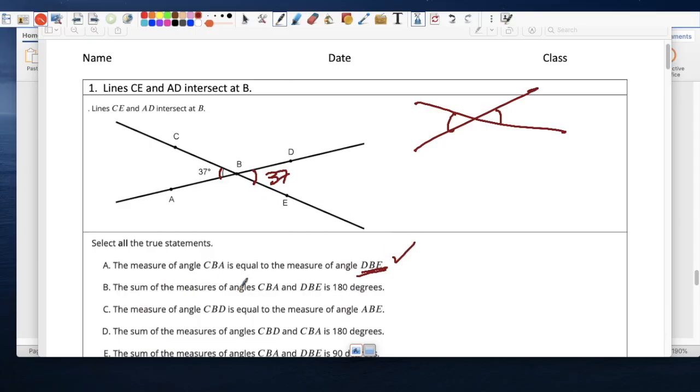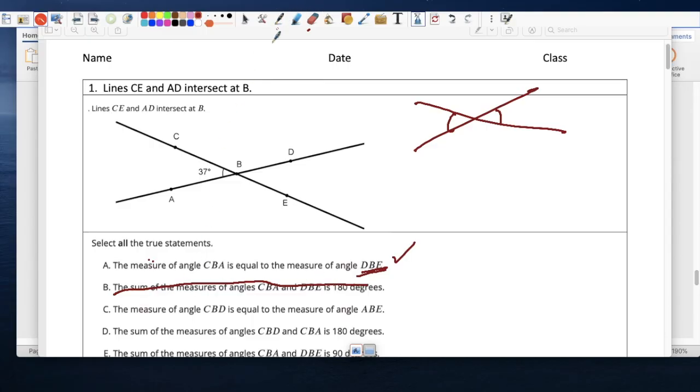The sum of the angles CBA, so let me erase this. Angle CBA, which is this guy over here. This angle CBA and DBE. Where's DBE? And this angle over here. If I add these two, equals to 180 degrees. Absolutely not. One is 37, the other one's 37, so they do not add up to 180. So that's garbage.